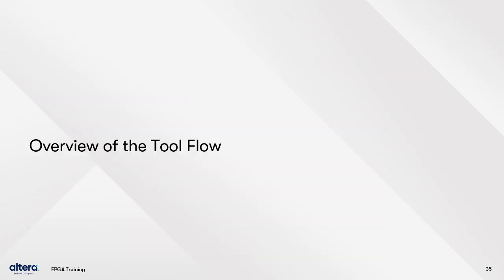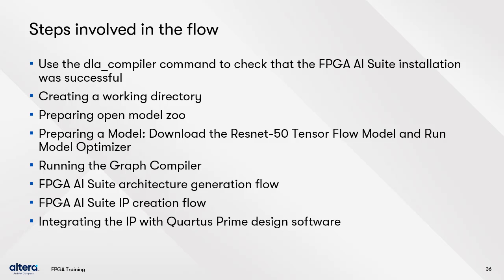This section provides the overview of the tool flow. The steps involved in the flow are: use the DLA compiler command to check that the FPGA AI Suite installation was successful, creating a working directory, preparing Open Model Zoo, preparing a model, download the ResNet 50 TensorFlow model and run Model Optimizer, running the graph compiler, FPGA AI Suite architecture generation flow, FPGA AI Suite IP creation flow, integrating the IP with Quartus Prime design software.